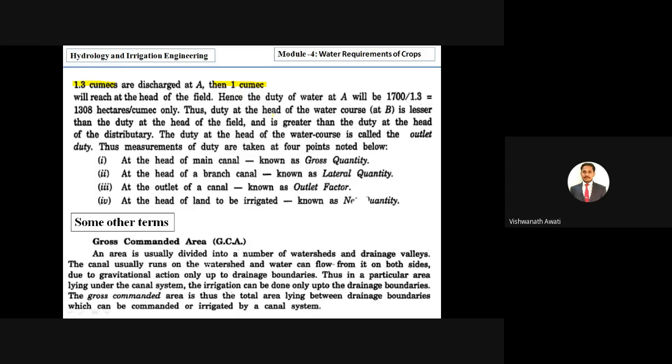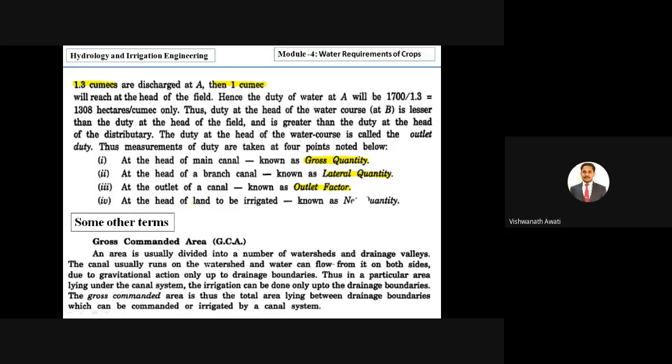Now see how they are measuring the water at different levels. If measured at the head of the main canal, it is the gross quantity. If measured at the head of the branch canal, it is known as the lateral quantity of water. Then at the outlet of the canal, it is known as the outlet factor.